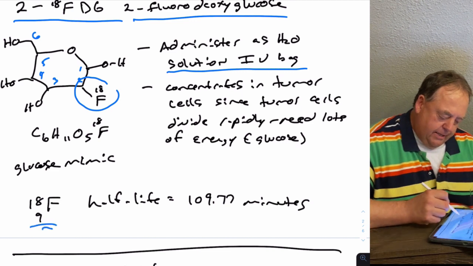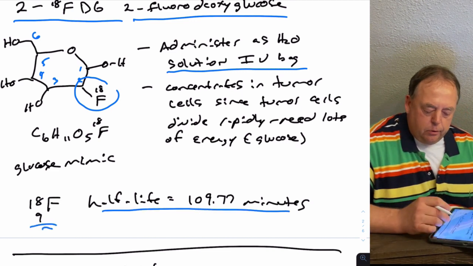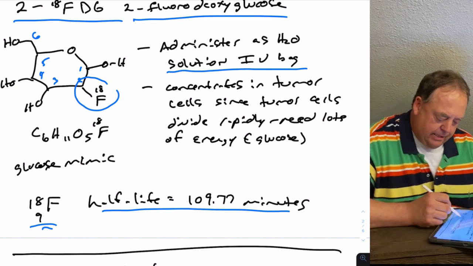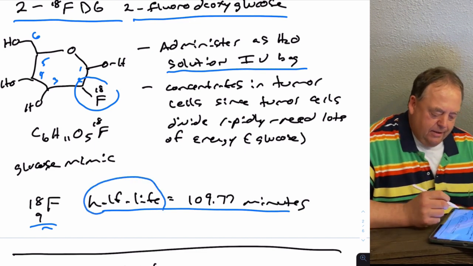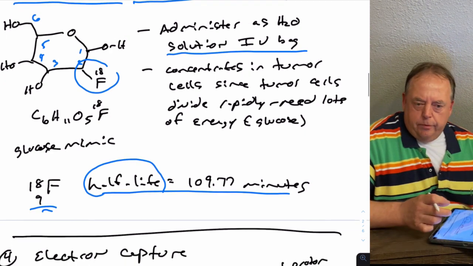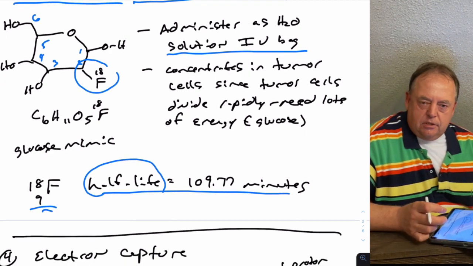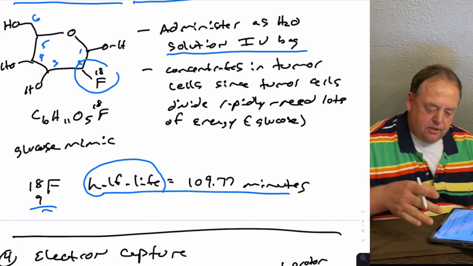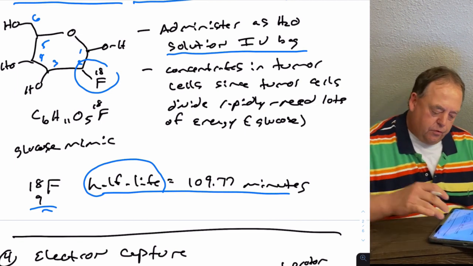So the fluorine-18 only has a half-life of 109.7 minutes, so that's pretty fast that it decomposes. So if you remember from the kinetics chapter what half-life is, half of the material will be gone after 109.7 minutes, and then after another 109.7 minutes, the amount is cut in half again, and then again, and so forth.